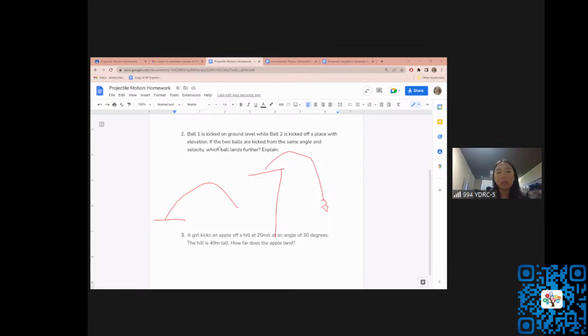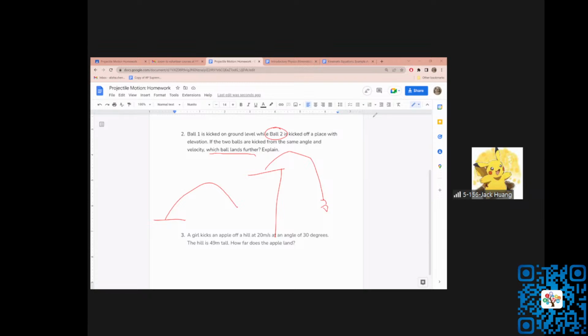So, which ball will land further? Well, most of you said ball two, but your explanation wasn't really all that great. So, does anyone want to try to explain? Jack, do you want to try to explain why ball two would land further?